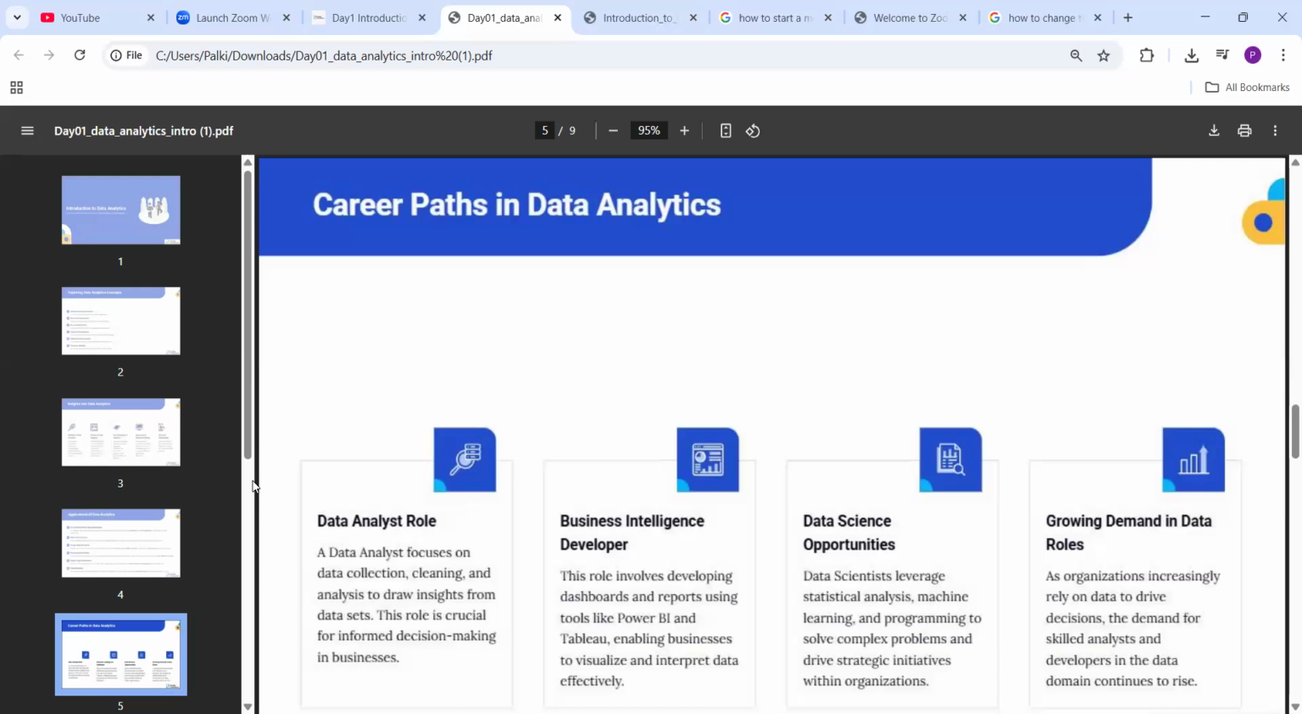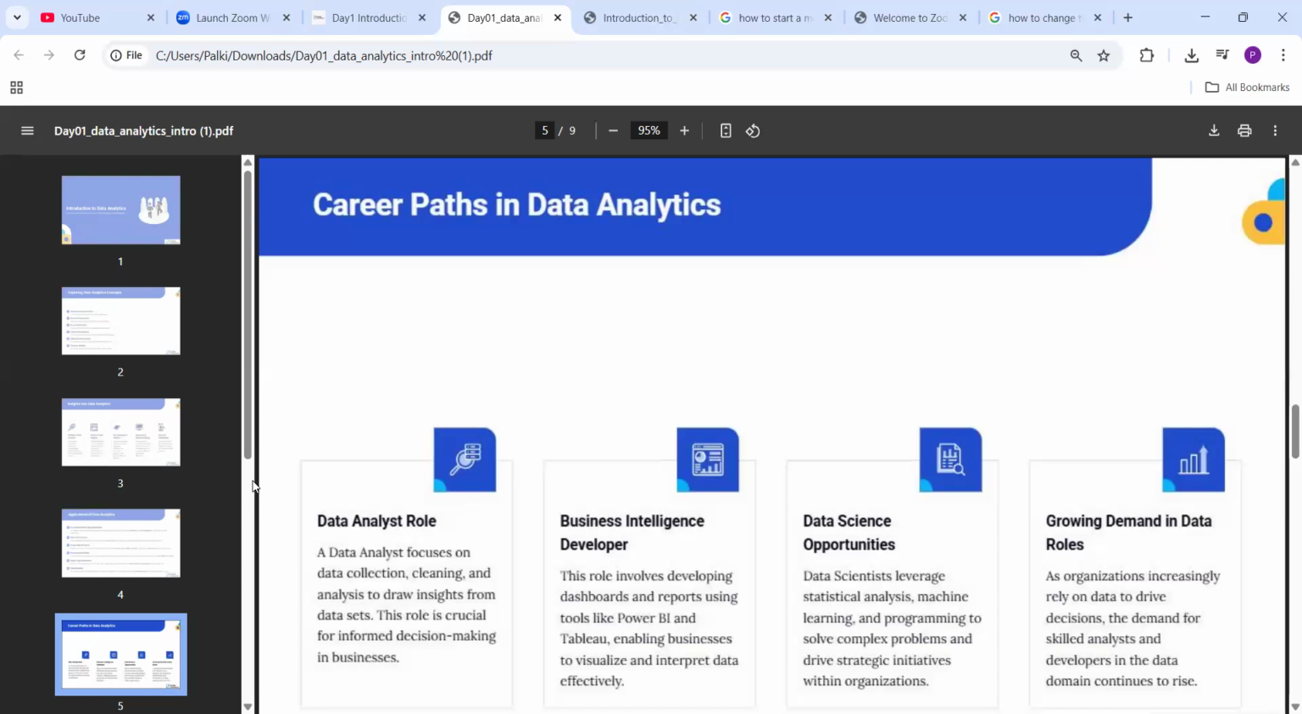Once you have cleared the analyst post, you can go on to data science. So what does it mean? You should have knowledge of mean, median, mode, basics, and Excel plus. You will leverage statistical analysis, machine learning, and programming to solve complex problems and drive strategic initiatives within organizations.